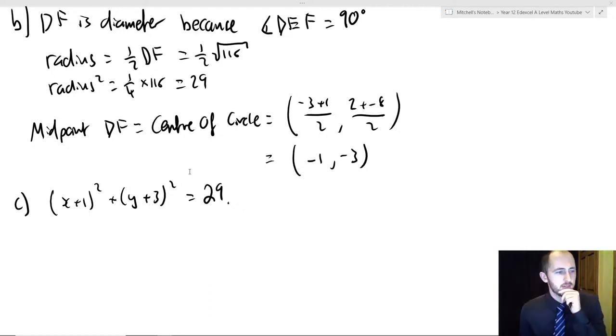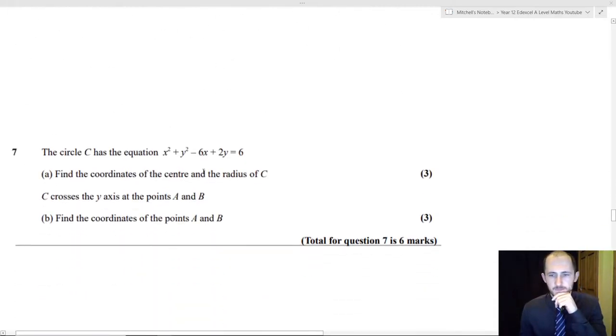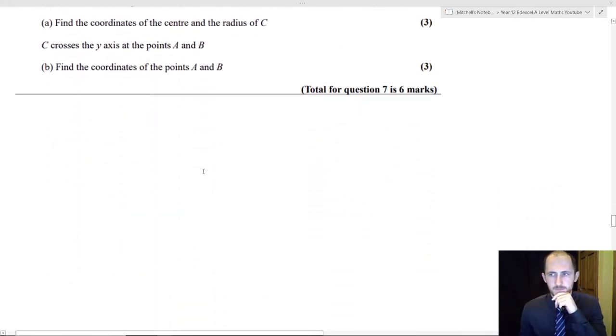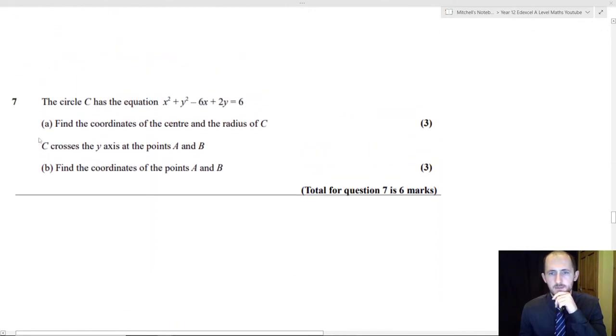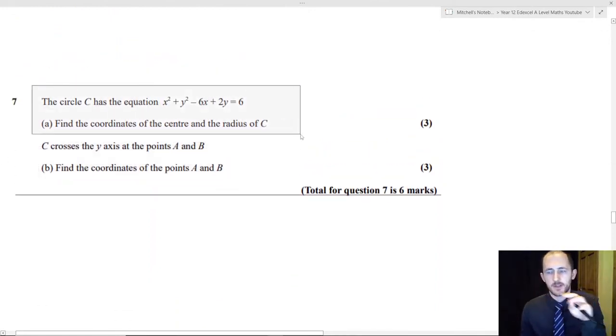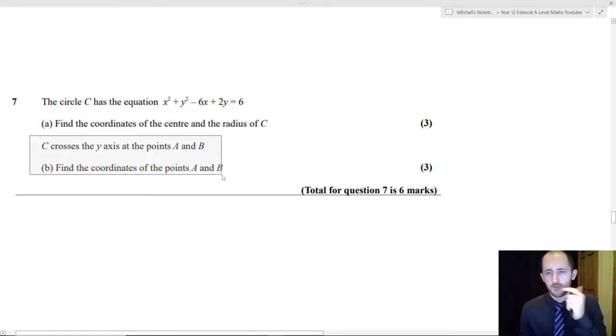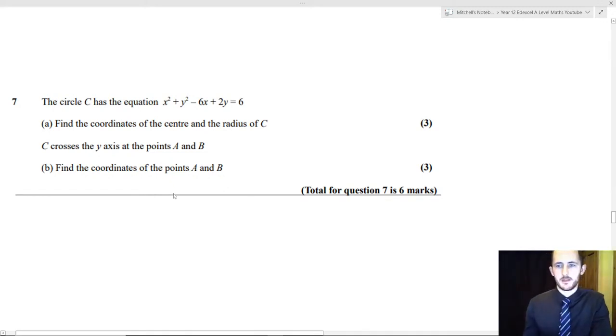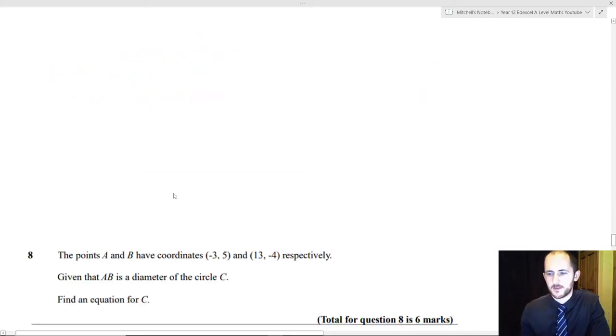So I think those of you that have done this kind of understand, for the most part. So again, for a question like this, you know how to do part A. That's fine. For part B, it crosses the y-axis, which means x equals 0. So all you do is sub in x equals 0 and solve. So again, that should be fairly self-explanatory.